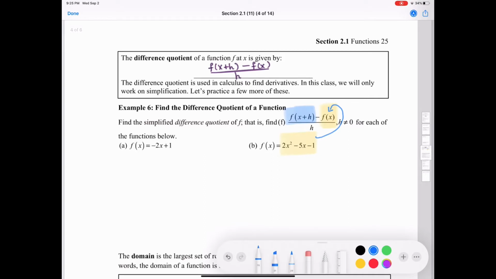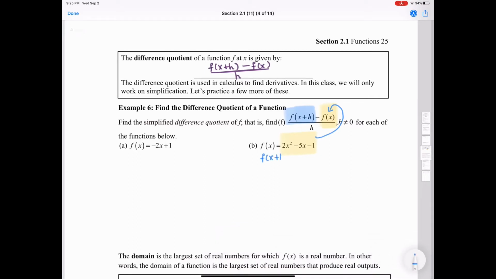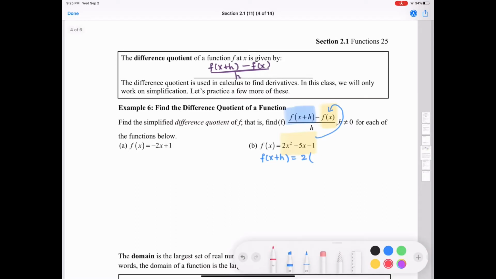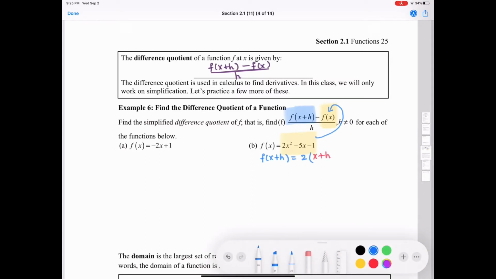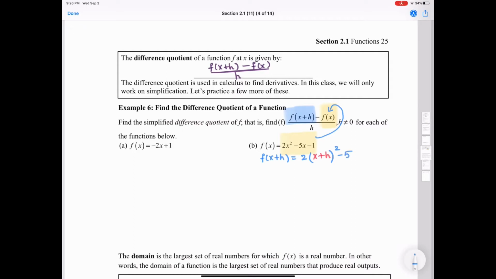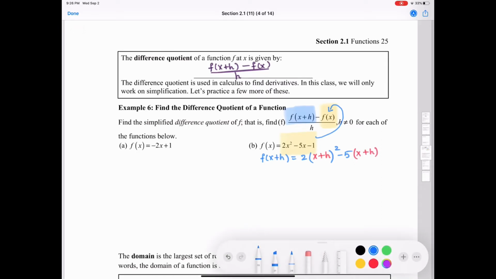So f of x plus h. The meaning of this is that everywhere I have x, I am replacing it by x plus h, and then I have to simplify it. Or I'm finding the value of the function f of x when x is x plus h. So it would be 2, I have an x here, let me use a different color so you can see, so it's x plus h, the whole squared, minus 5. I have a function, so wherever I have x, I put x plus h, and then I have the minus 1.